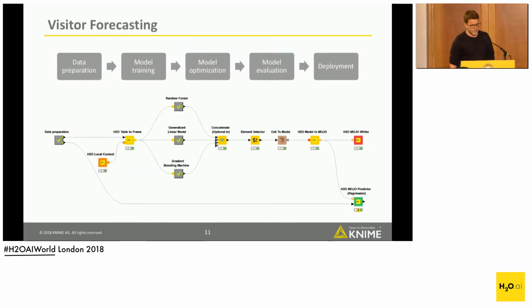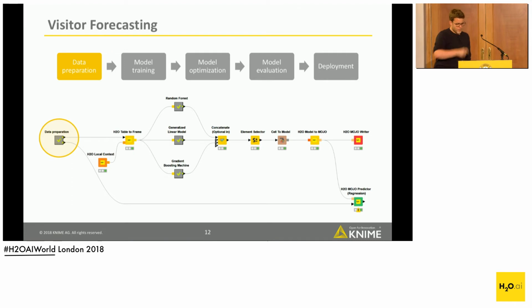Okay, and this is the workflow we came up with. This is a bigger workflow now. It looks a bit more involved, but it can basically be divided into 5 consecutive steps: data preparation, model training, model optimization, evaluation, and deployment. And I will quickly walk you through this process so that you get a better understanding of how to do that in KNIME.